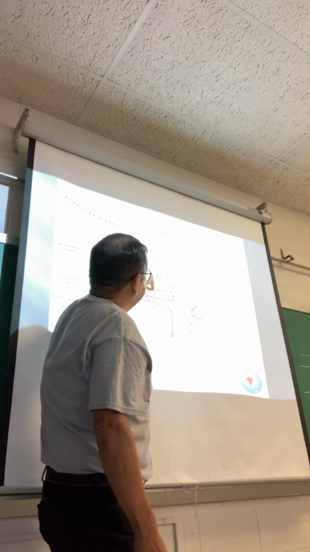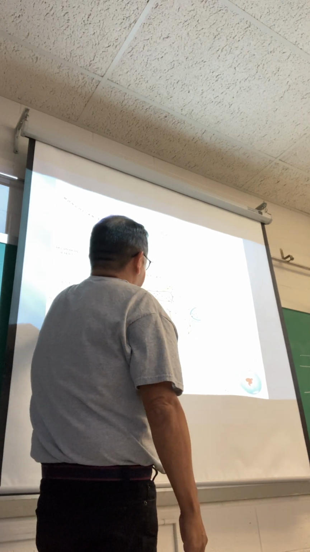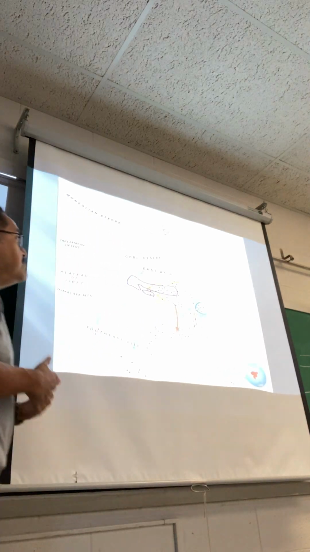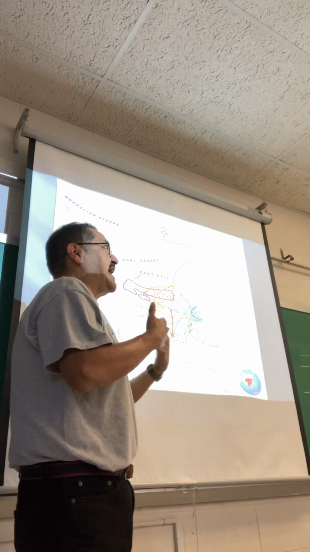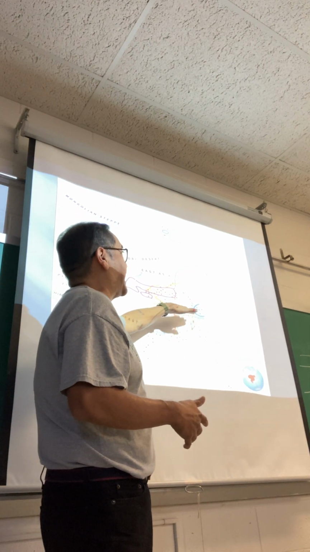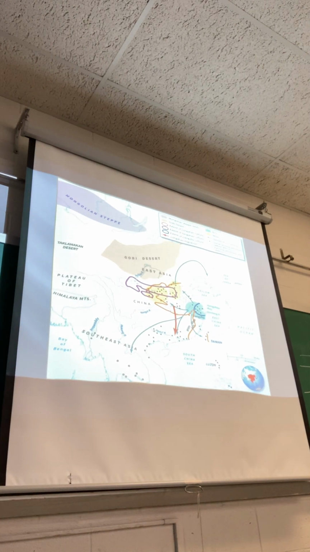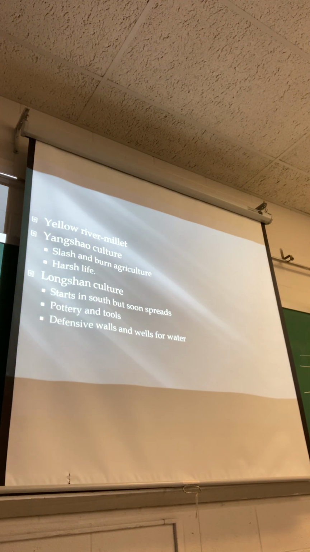Here's the Yellow River in northern China. Here's the Yangtze in southern China. So most of the early society that lasts is along the south. Even though we see settlements in the north, those would come and go.